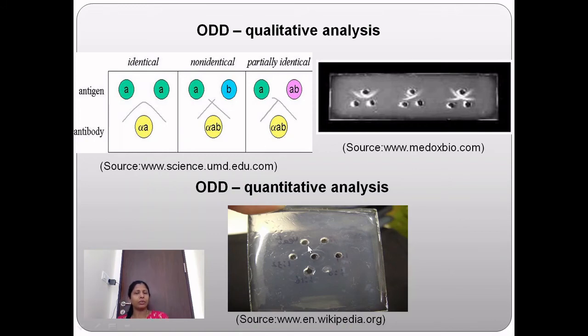The distance of this precipitin line from the antigen well increases with increase in the concentration of antigen in the well. This is measured and used to construct a standard graph. The distance of the precipitin line in case of the unknown sample is also measured, and using the standard graph, the amount of antigen in the unknown sample can be estimated. So this is how Ouchterlony double diffusion can be employed for both qualitative and quantitative assays.